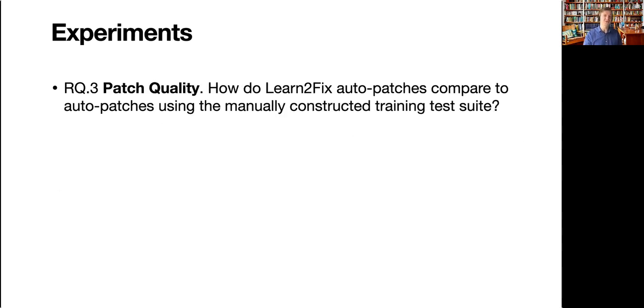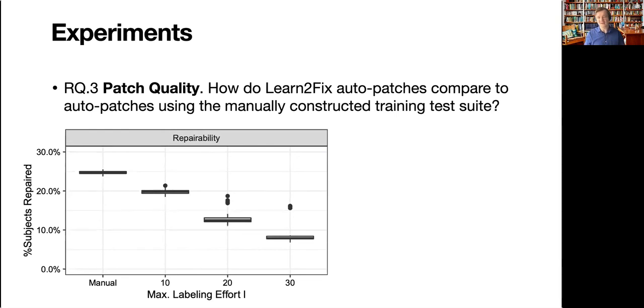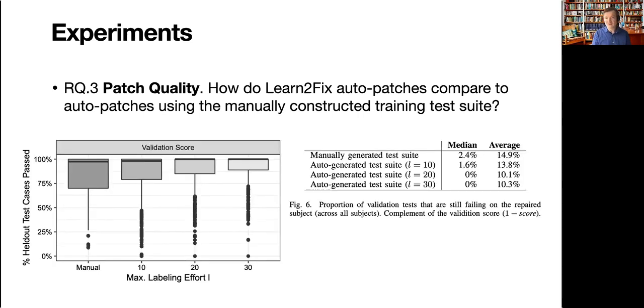So what about patch quality? What about the patches that are now generated with these test suites that we generated through learning the automated oracle? One insight is that repairability, the success of generating a repair that passes all training tests, reduces as we increase labeling effort. So we can generate fewer repairs than using the manual test suite. But the quality of the repairs that we actually are successful in generating increases.